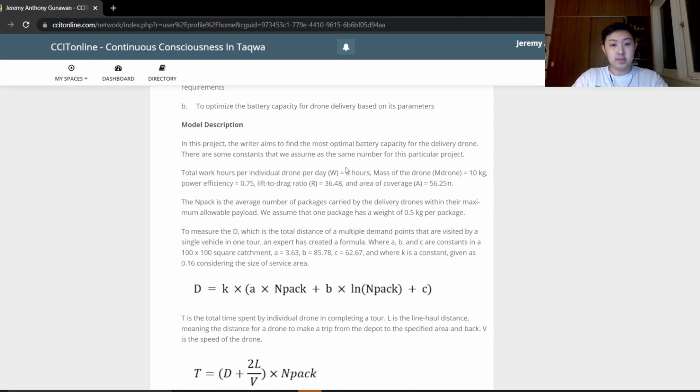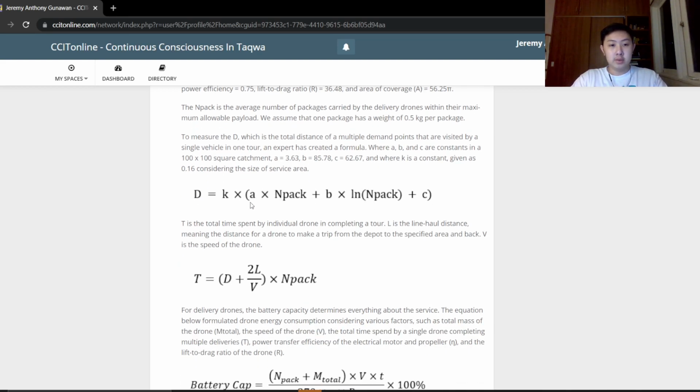There are some constants that we can assume, like the work hours per individual drone per day, which is 6 hours, and the mass of the drone, which is 10 kilograms, and the power efficiency of the electrical motors and the propeller, which is 0.75 or 75%, the standard, and the lift to drag ratio of a drone, which is 36.48, and the area of coverage, 56.25 pi. This is in kilometers.